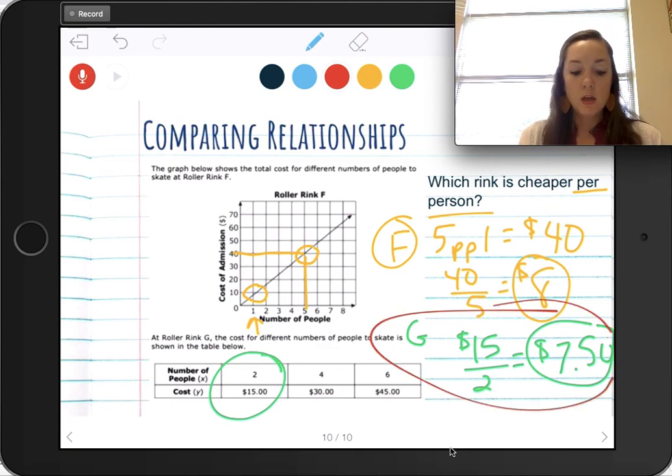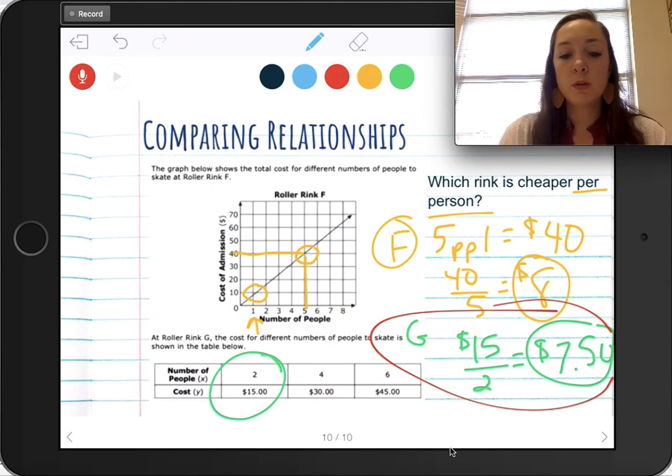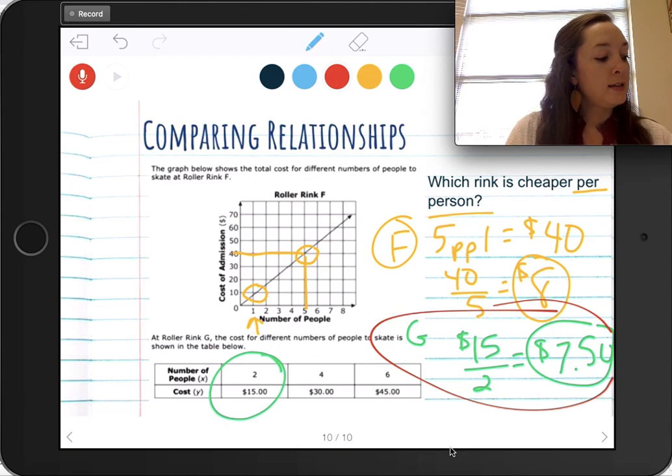All right? So you're going to practice this over today and tomorrow, and we'll do some things when you're in Zoom with me. And make sure that you find that constant of proportionality, or that unit rate, for the table, for the equation, for the graph. Okay?